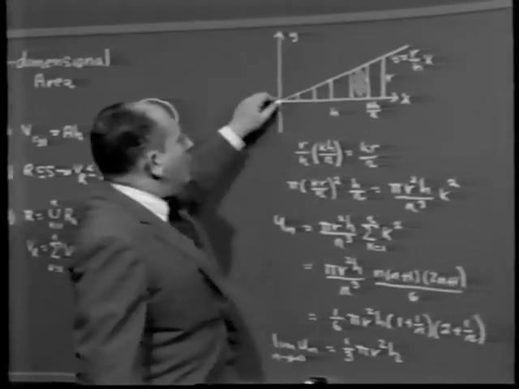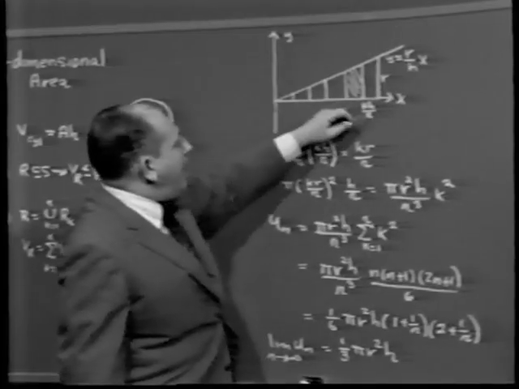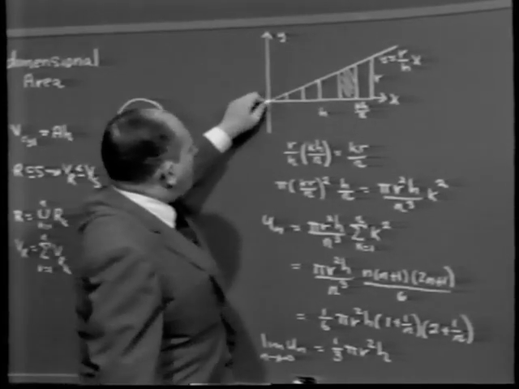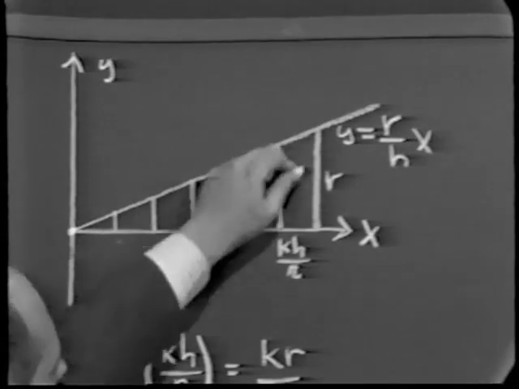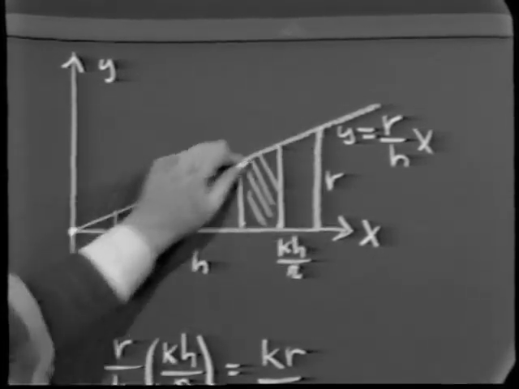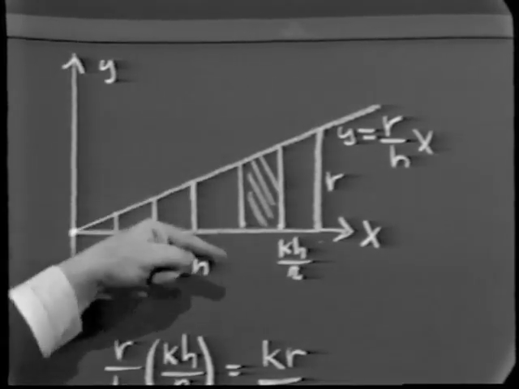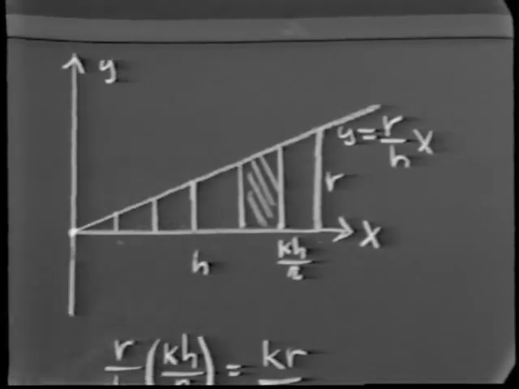To visualize the cone, the radius of whose base is r and whose height is h, we can think of the straight line that joins the origin to the point (r, h). This region here, this right triangle, we can think of as being revolved about the x-axis to give the cone.